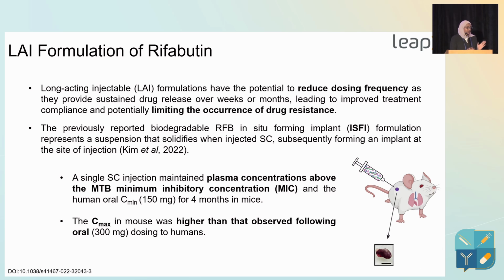The long-acting formulation of rifabutin has been developed by the University of North Carolina, as Katrina mentioned, using the ISF technology. What was interesting is that after a single subcutaneous injection in mouse, the plasma concentration was above the TB MIC and the human oral dose of 150 mg for 4 months. Also, the Cmax of that formulation in mouse exceeded the Cmax of the human 300 mg dose.